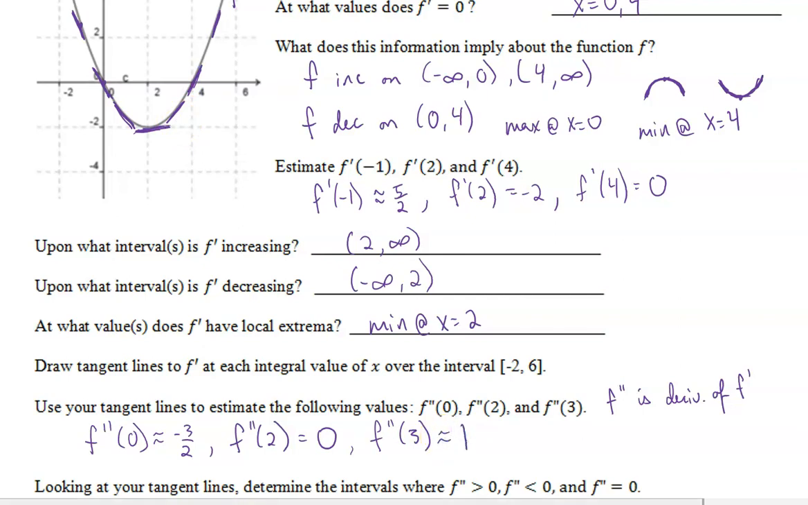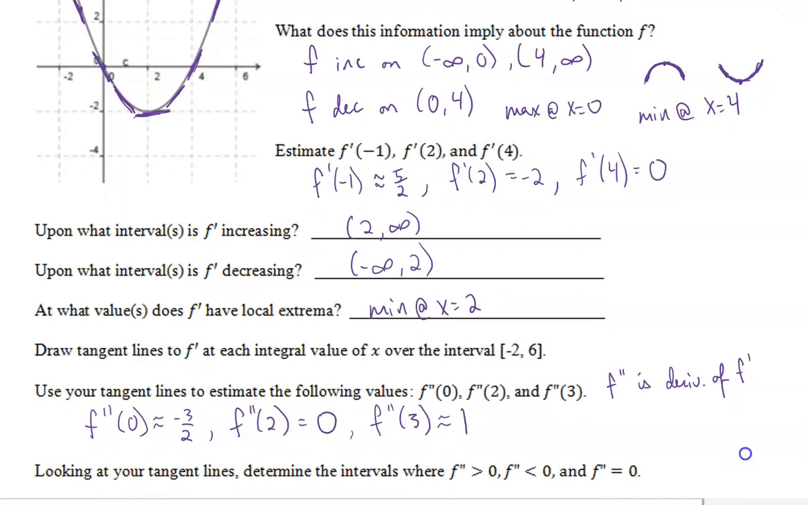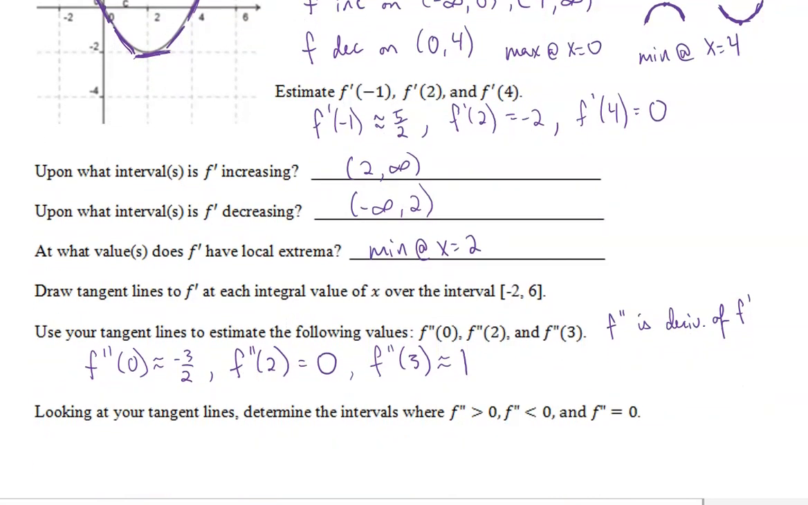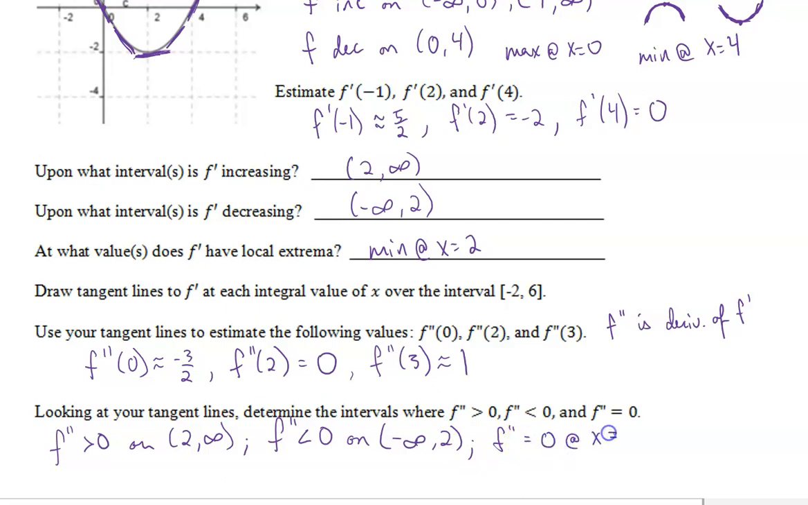And then next, looking at your tangent lines, determine the intervals where f double prime is positive, f double prime is negative, and f double prime is 0. So you can pause that and fill it in. So f double prime is positive on the interval from 2 to infinity. F double prime is negative on the interval from -infinity to 2, and f double prime is equal to 0 at x equals 0 and 4.